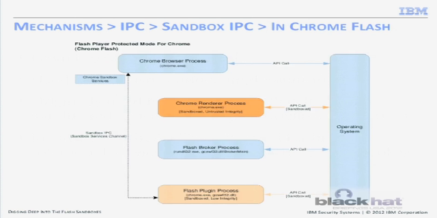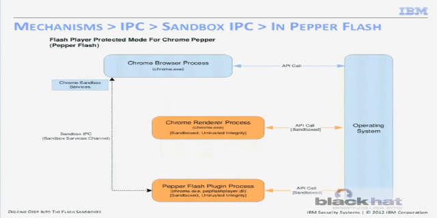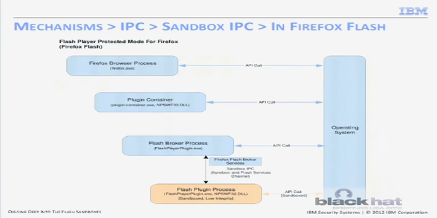To visualize, there's a Sandbox IPC connection between the Chrome browser process and the Flash plugin process, and this is used for forwarding API calls. In Pepper Flash, it is the same. There's a Sandbox IPC connection between the Chrome browser process and the Flash plugin process, and it is also used for forwarding API calls. In Firefox Flash, there's a Sandbox IPC connection between the Flash Broker process and the Flash plugin process. It is both used for forwarding API calls and for invoking additional services.